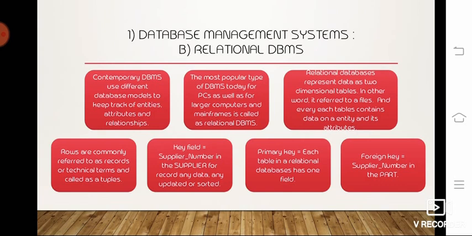Key field. Supplier number in the supplier table is the key field for records, and any data can be updated or sorted. Primary key: each table in a relational database has one field that is the primary key. Foreign key: supplier number in the part table.